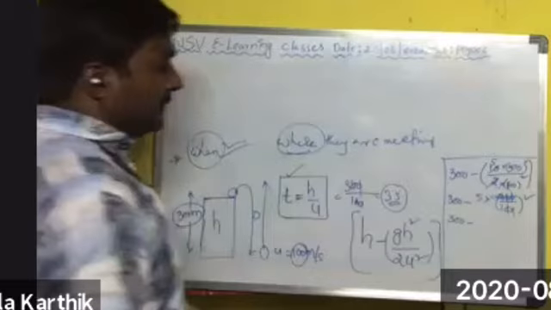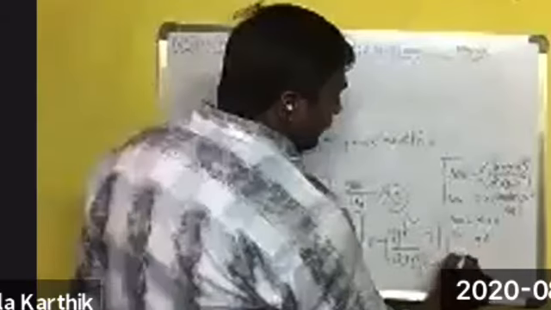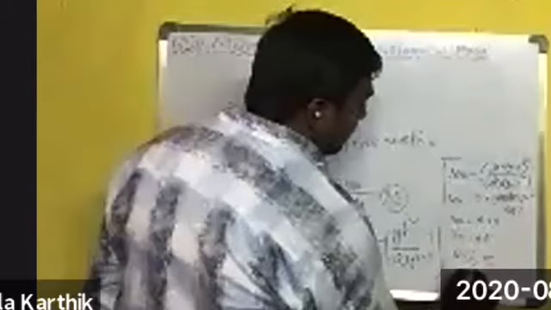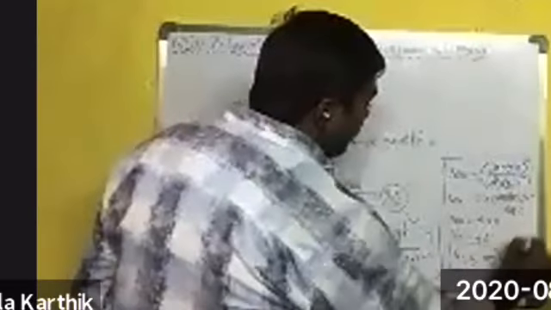Alright, listen. 5 into 3 by 1, Nana. So 5 into 3 by 1 is nothing but 5 into (3 by 1) whole square. 3 square is nothing but 9. So 300 minus 5 into 9, 45, Nana. 300 minus 45 is simply 255 meters from the ground.